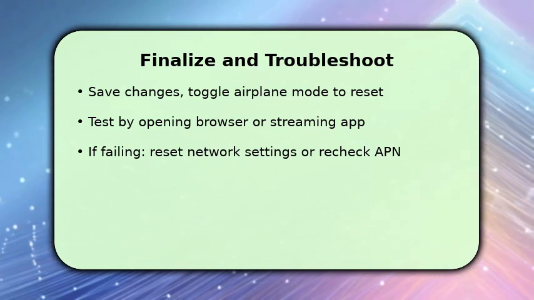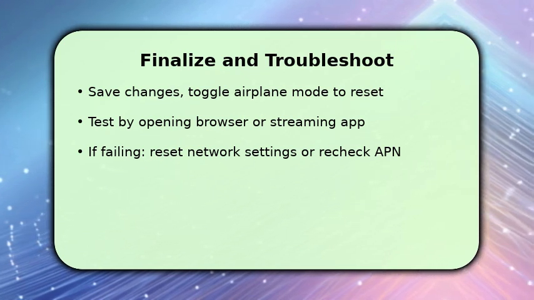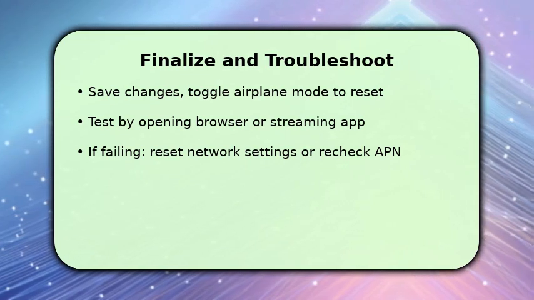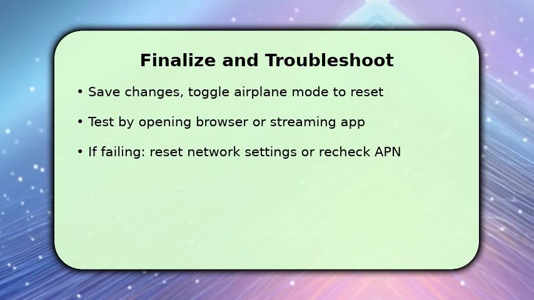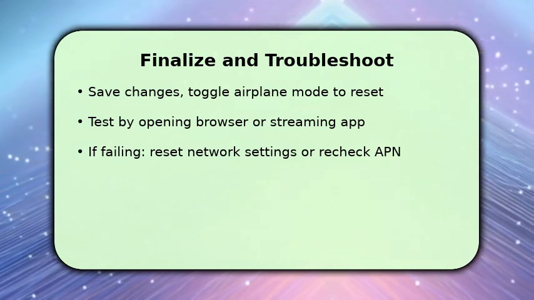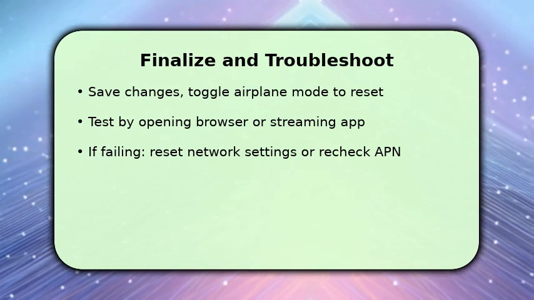If things go wrong, reset network settings to restore defaults, re-enter APN precisely, and reboot. One key troubleshooting tip: verify carrier account status and SIM seating before deeper resets, because service blocks or loose SIMs are common causes.